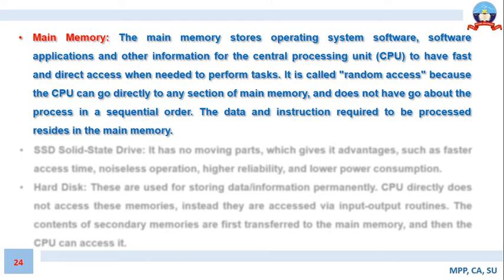Now the data and instructions required to be processed reside in the main memory. So this is very important. All the data and instructions that are required by the central processing unit have to reside in the main memory. In addition, main memory acts as an interface between all the other units in the computer system. So any interaction that takes place in the computer system takes place through the main memory.